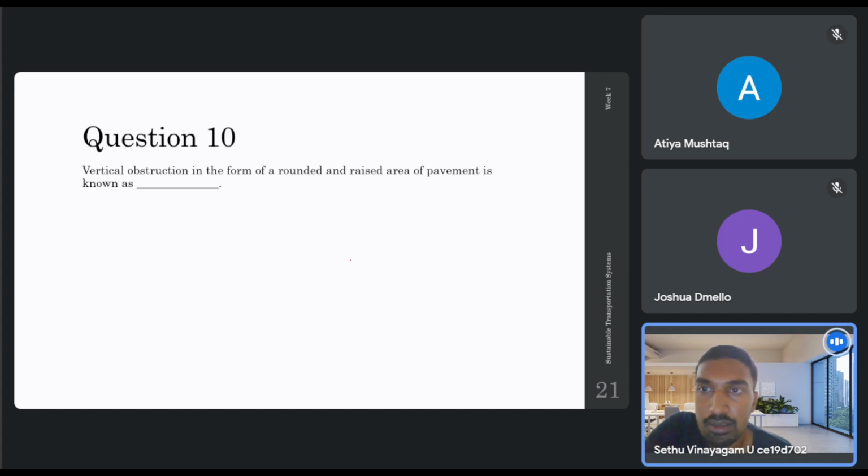Okay, question number 10: a vertical obstruction in the form of a rounded and raised area of pavement is known as dash. So the options are speed table, speed humps, bulb out, and speed curb.